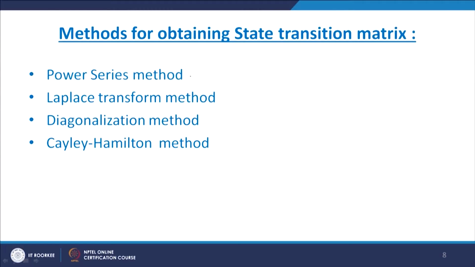If you see the literature, there are various methods available. These methods are useful to calculate the state transition matrix. Now we will see the various methods for determination of the state transition matrix. The first one is the power series method, then the Laplace transform method, the diagonalization method and the Cayley-Hamilton method. These 4 methods can be used to get the state transition matrix.